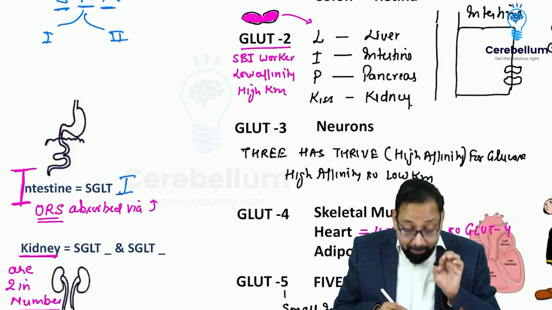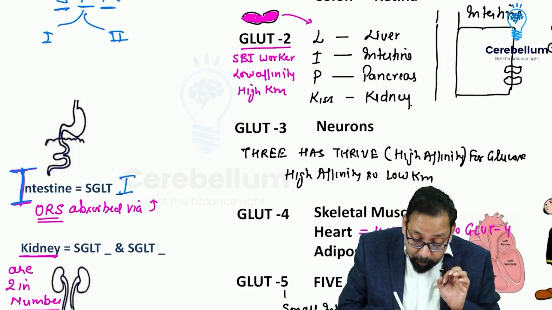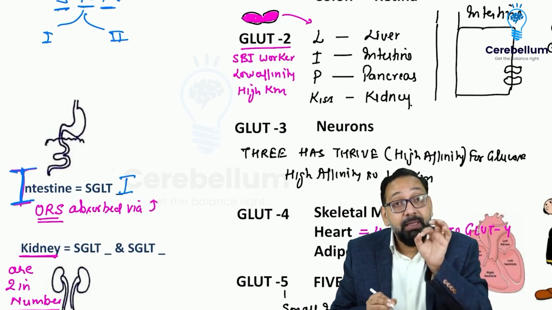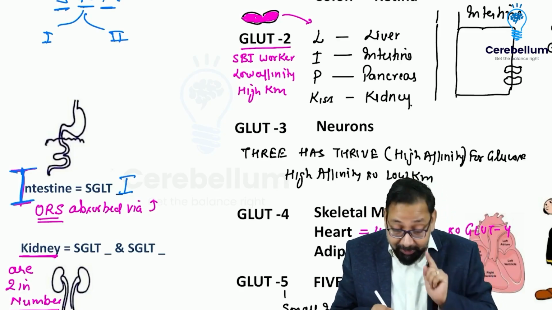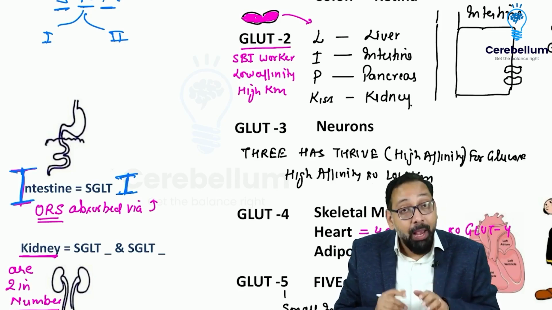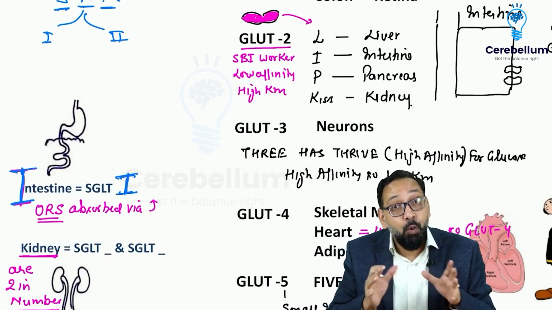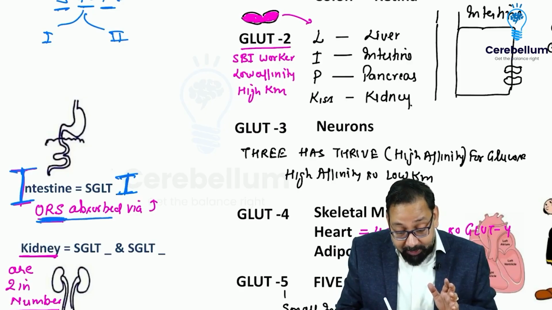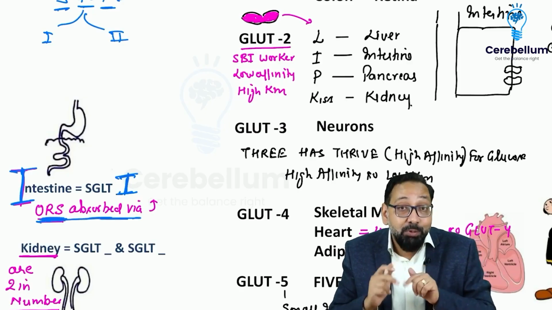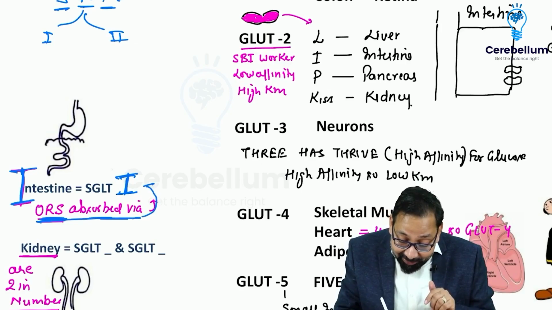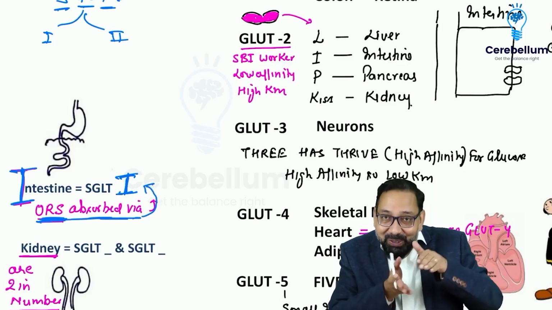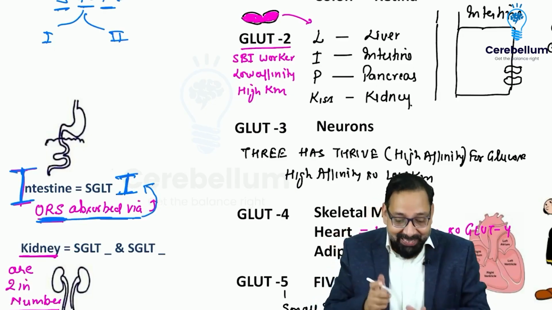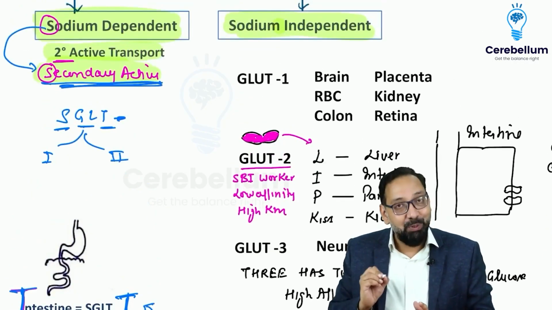Mnemonic: intestine, I looks like 1. So intestine is having only one SGLT, that is SGLT1. And in diarrhea, we give ORS. Why ORS? ORS is absorbed via SGLT1 because sodium and glucose both go together by secondary active transport.